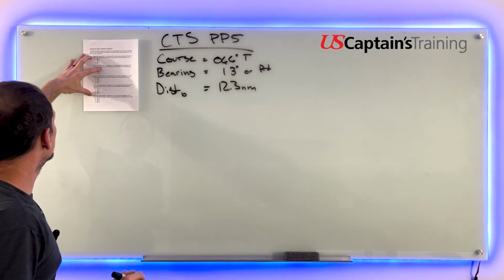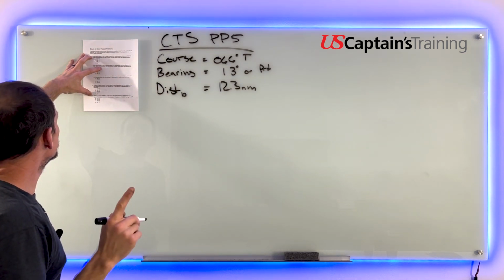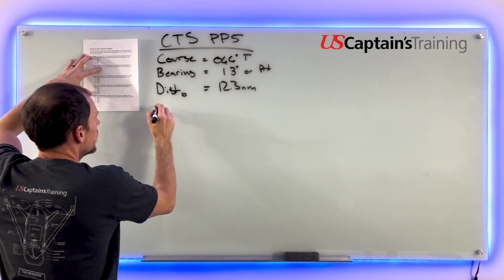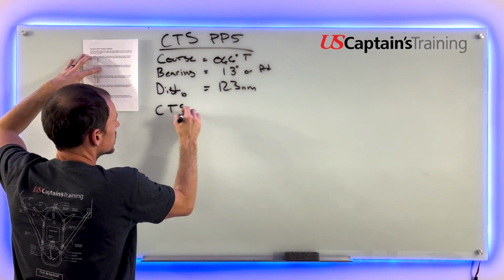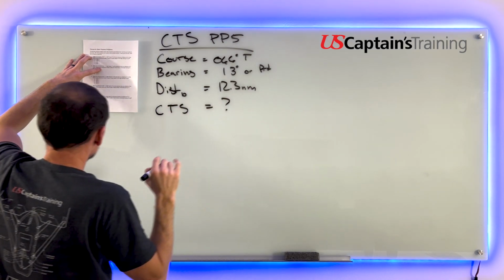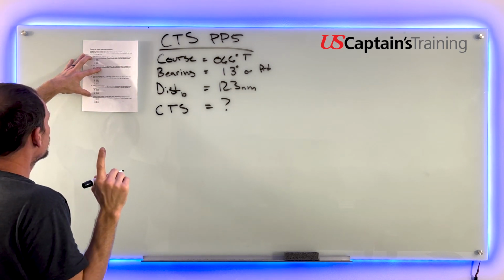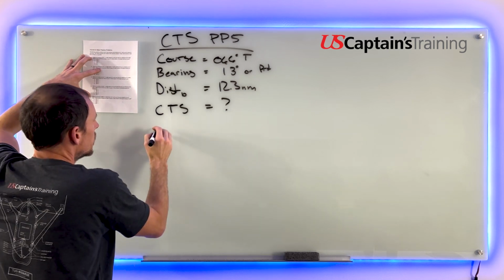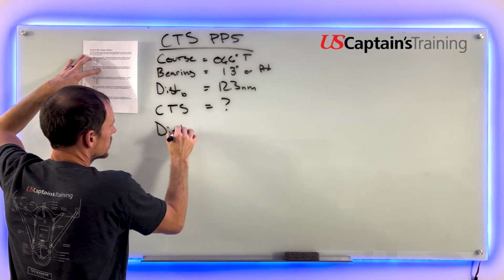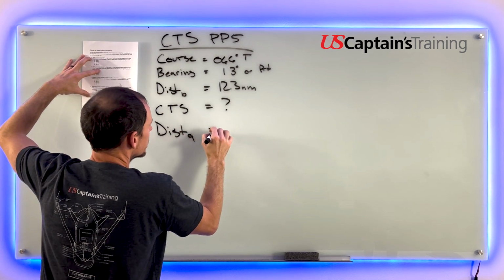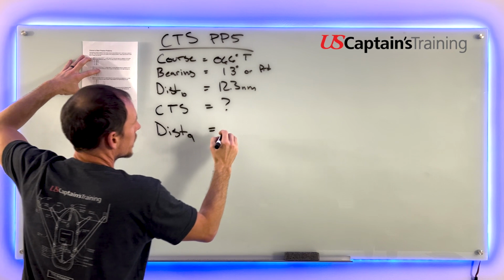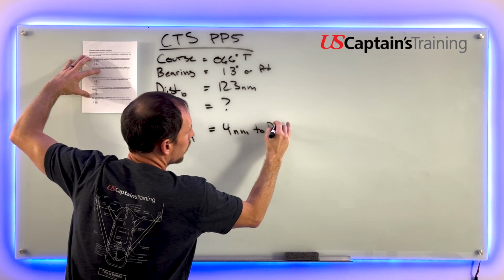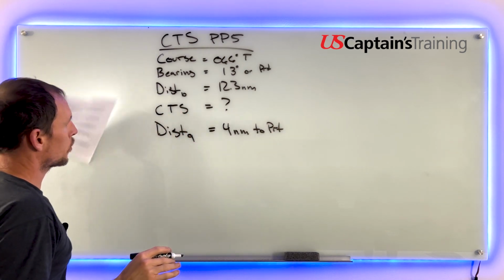And then it goes on to say, what course should you steer to pass 4 miles of beam of the light leaving it to port? So there is the question, course to steer. What course should you steer? It gives us another distance, the distance of beam. We want to leave that thing 4 nautical miles to the port, so on our port side.